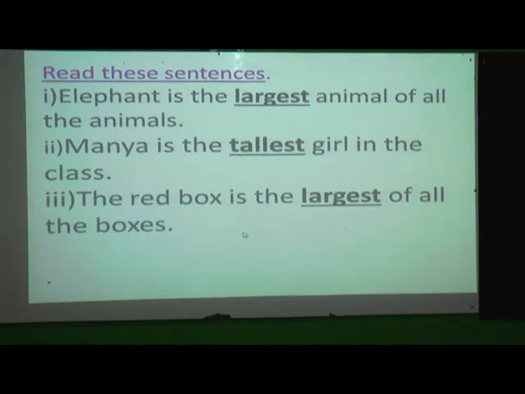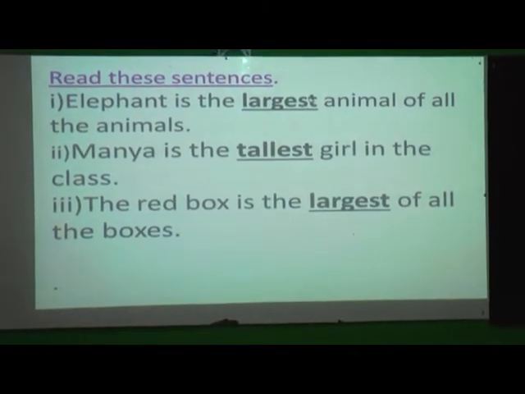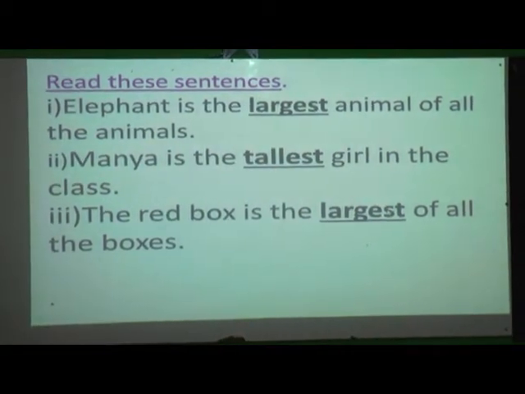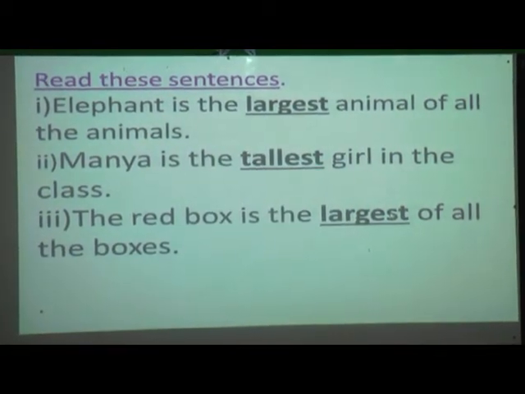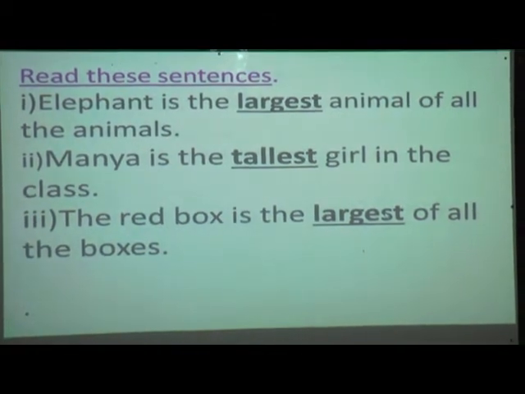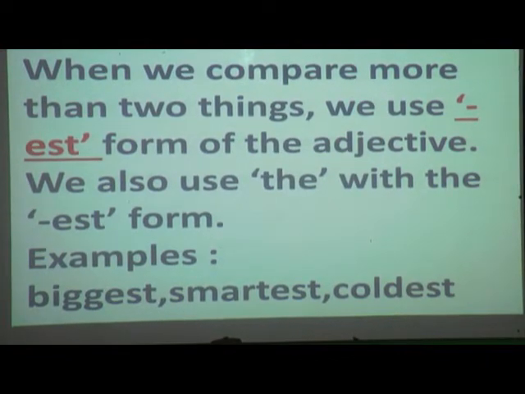So we can read these sentences. The elephant is the largest animal of all the animals. Mania is the tallest girl in the class, and the red box is the largest of all the boxes. So which letters are similar over here? est, est, est. Est means what? When we are comparing more than 2 things or persons, at that time what do we have to add to the original form of the adjective? Yes, we use the est form.